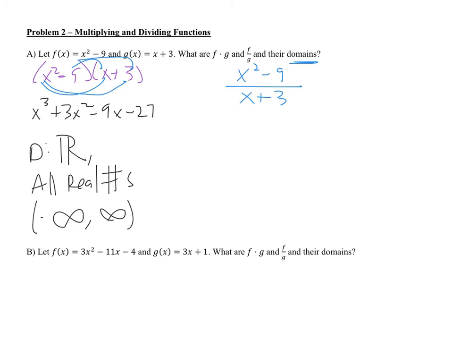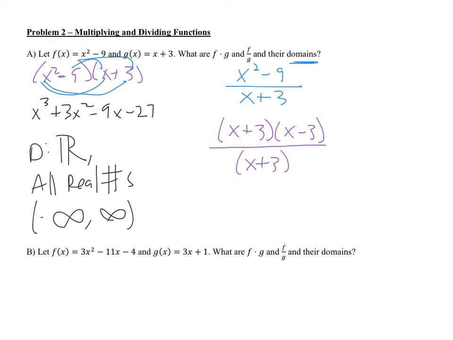Because if you can, you should try to factor. And I can factor the x squared minus 9, because there are two numbers that multiply to get negative 9 but add to get 0. So I have my x plus 3 and x minus 3. Those two together multiply to get x squared minus 9. And then I have my x plus 3 on bottom.